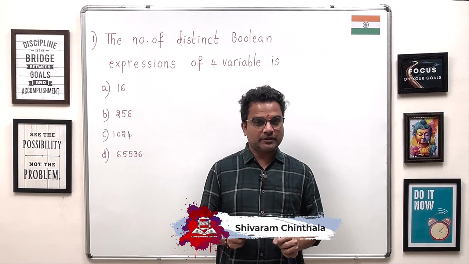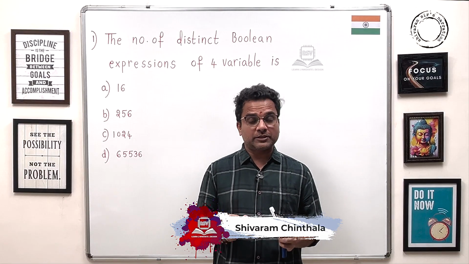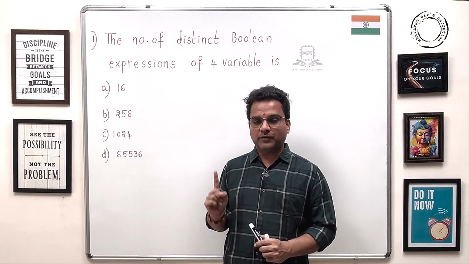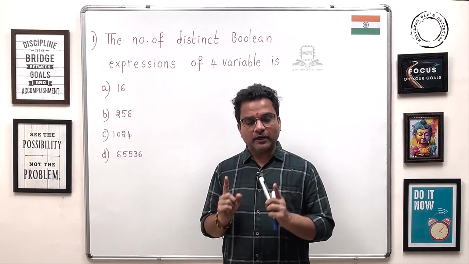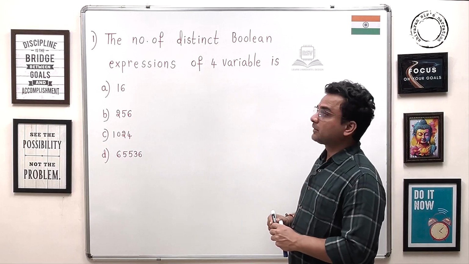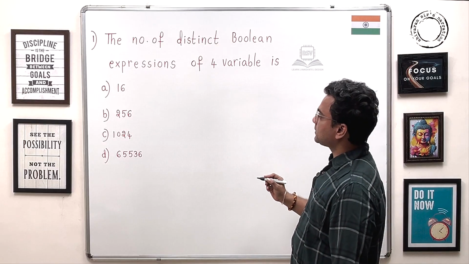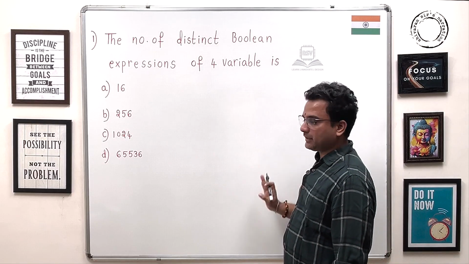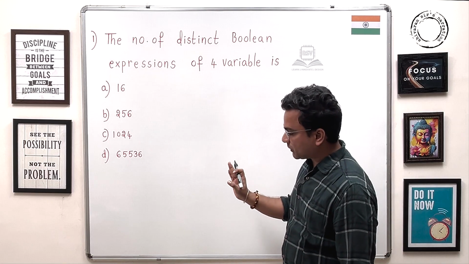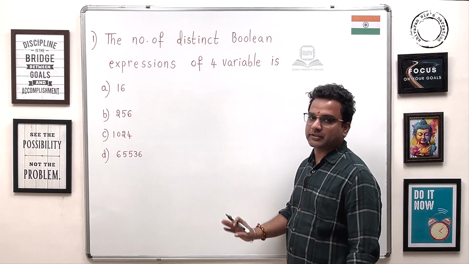Guys, this is Unit 2, Boolean Algebra and K-Map. The first question. Without any delay, let's dive into question number 1. The number of distinct Boolean expressions of 4 variables is 16, 256, 1024, or 65,536.